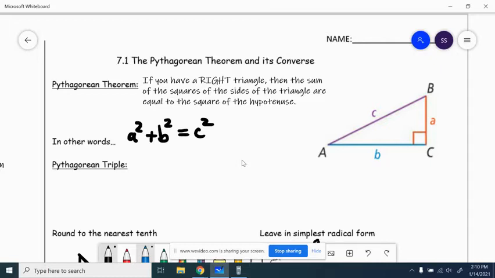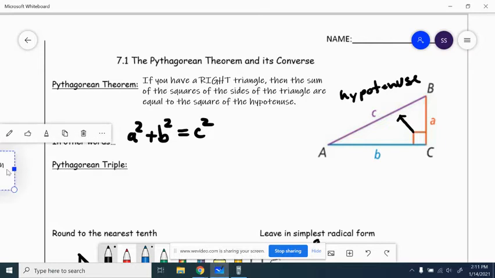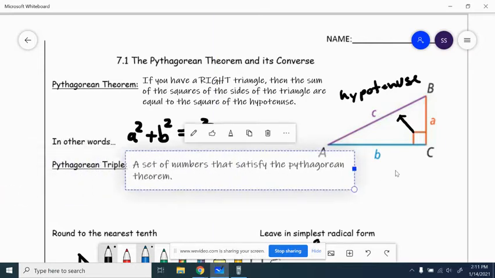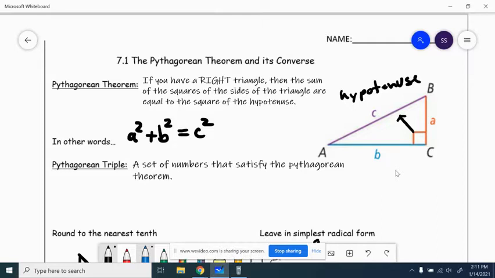All right, and the a and the b don't really matter, but c has to be the hypotenuse, okay? And the hypotenuse will always be the longest side, and it will always be the side that is across from the right angle, okay? All right, so now we have some Pythagorean triples. A Pythagorean triple is a set of numbers that satisfy the Pythagorean theorem, and the biggest number is always going to be the hypotenuse. So let's write this down.